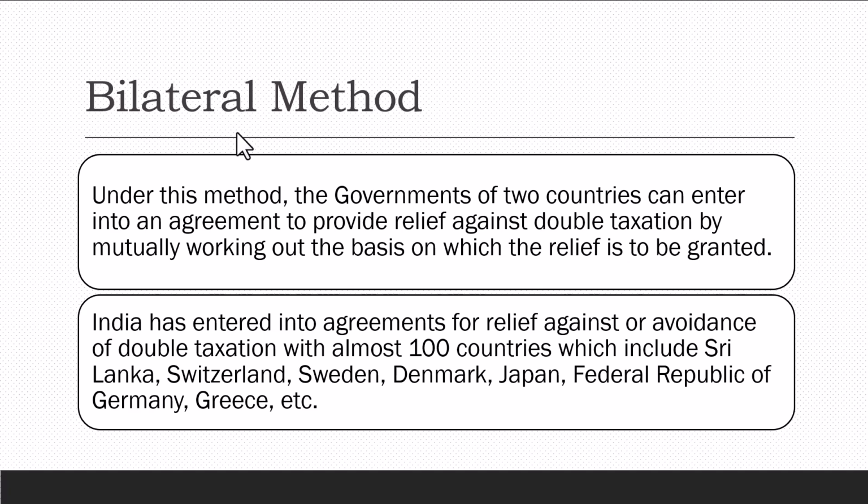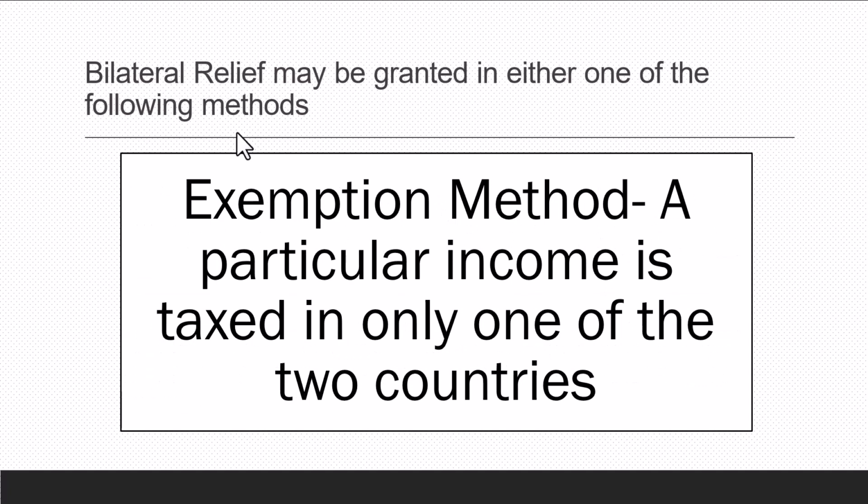So basically, these are called the bilateral method, where the two countries enter into an agreement to avoid double taxation. So read this. If this is there, then one country exempts the income, and the other country will be levying tax on the same income. So it will be taxed only at one place.